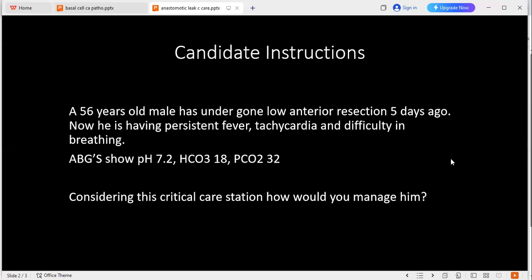We have to look at the other electrolytes. How is the potassium? We have to start with IV fluid, and then we can give broad spectrum antibiotics. If there is an electrolyte imbalance, we have to take care of that. So hopefully it will improve.